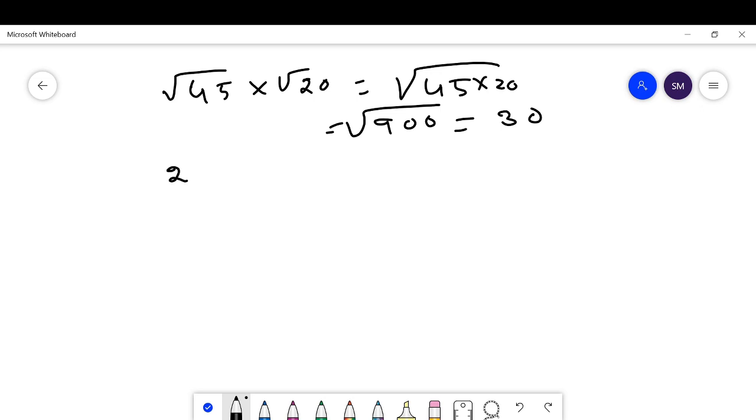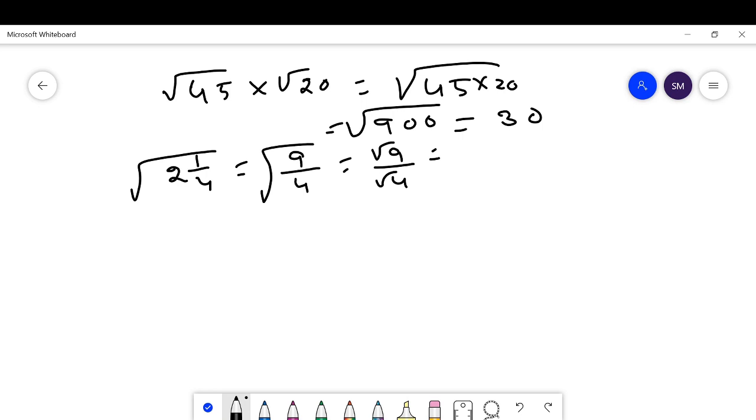Suppose you have given, find the square root of 2 whole 1 upon 4. I have told you before, when you get a mixed fraction, at first convert it into improper. When you convert it into improper, you get 9 upon 4. This means square root of 9 upon square root of 4. This is 3 upon 2. Hence, if you convert it into mixed, what is this? This is 1 whole 1 upon 2. So the square root of 2 whole 1 upon 4 is equal to 1 whole 1 upon 2.